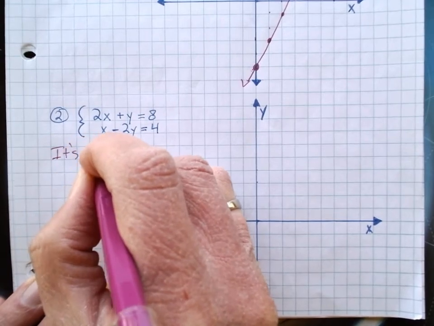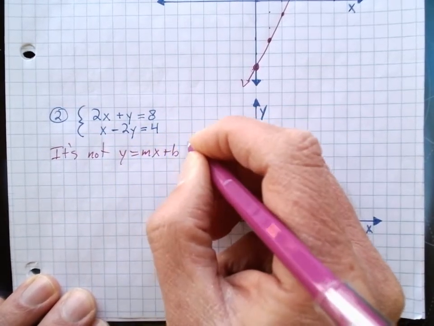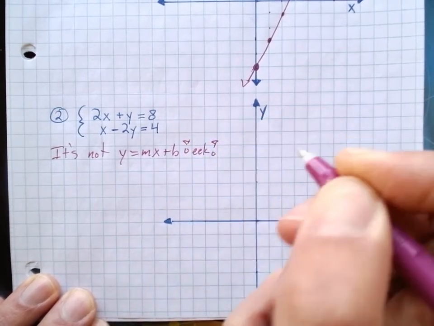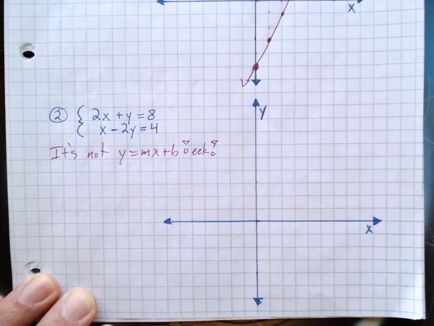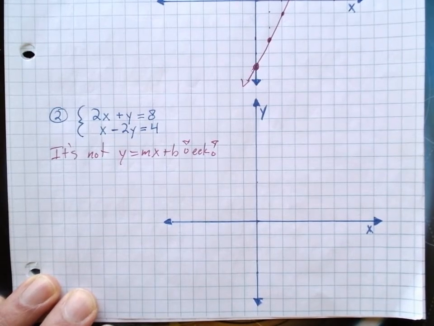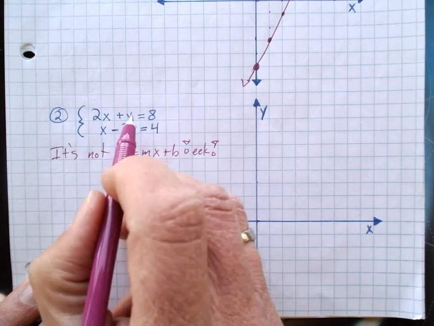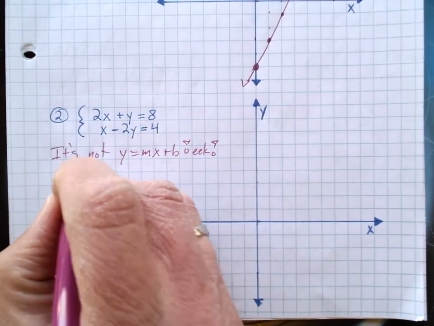It's not y equals mx plus b. But when I talked to the high school teachers, they said, hey, more than anything, get them to understand how to move an equation around, okay? So this isn't in y equals mx plus b form, but I can turn it into that, right? So let's see how we do that.